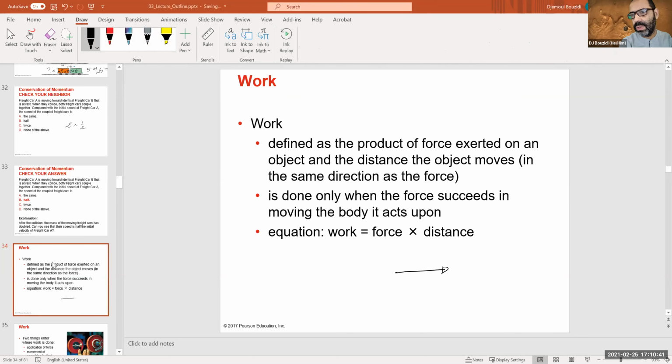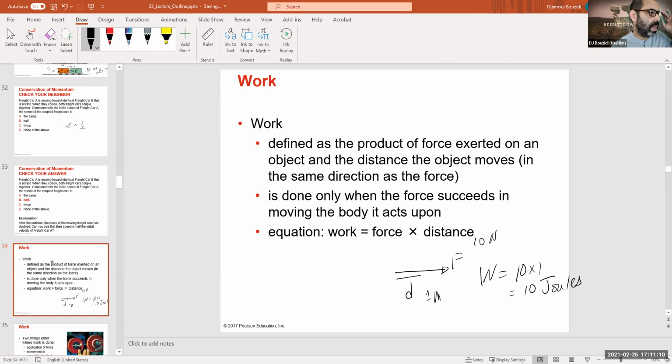So if this is the force and the displacement, it's more of a displacement than a distance, then the work is simply the product of these two numbers. The force, so let's say, for example, you apply 10 newtons and you move it, let's say, 100 centimeters, or let's make it 1 meter. So in this case, it's 10 times 1, which is equal to 10, and the unit for work is the joule.